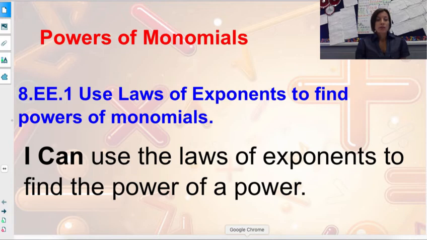8.EE.1 is our standard. Use laws of exponents to find the powers of monomials. And then your question: how can I use a law of exponents to find the power of a power? Get it down.